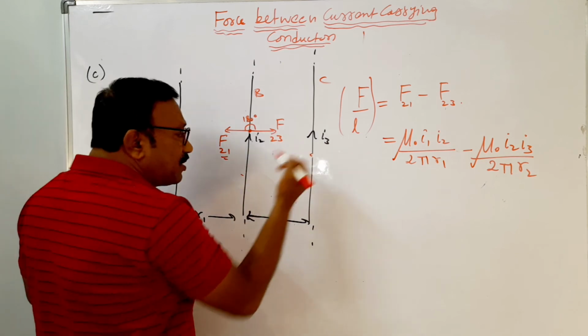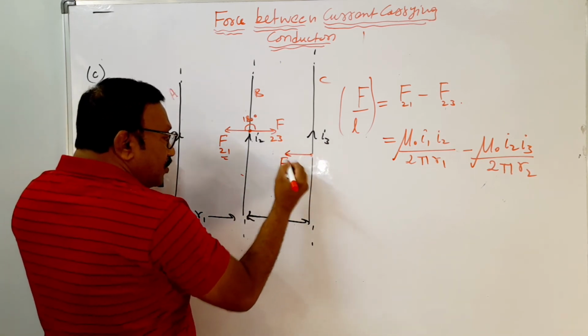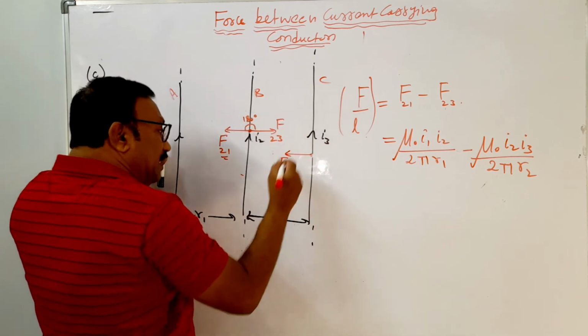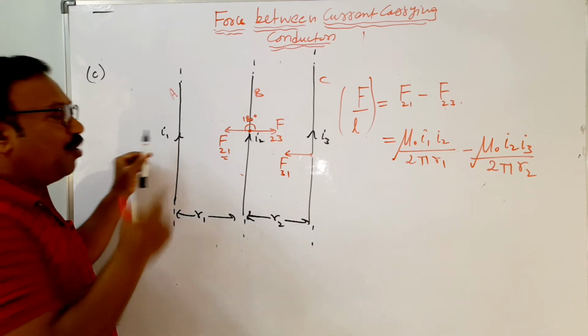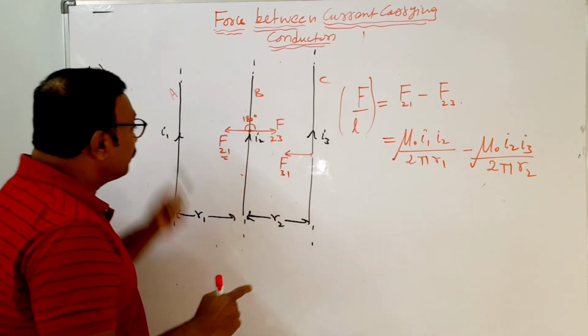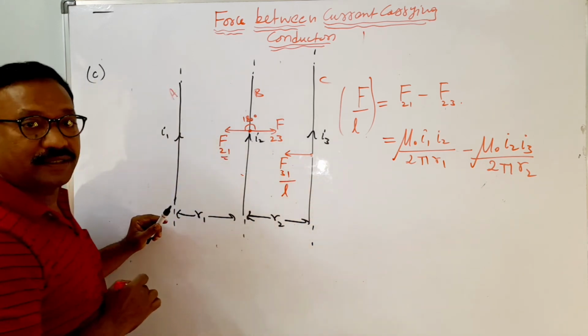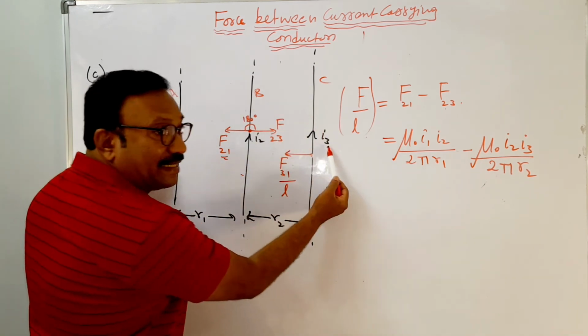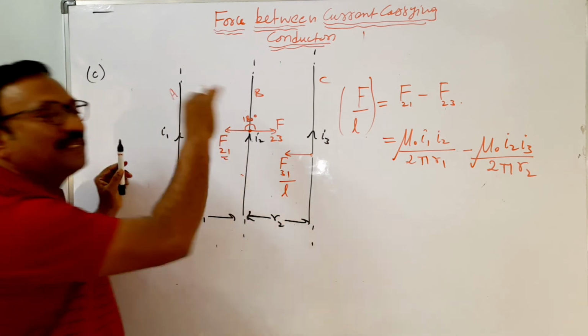So, what happens? The first wire will attract this side. So, force on the third wire due to the first wire. How much is this? Mu naught, that is force per unit length, okay. Mu naught I1 I3 divided by 2 pi (R1 plus R2) will be this force.